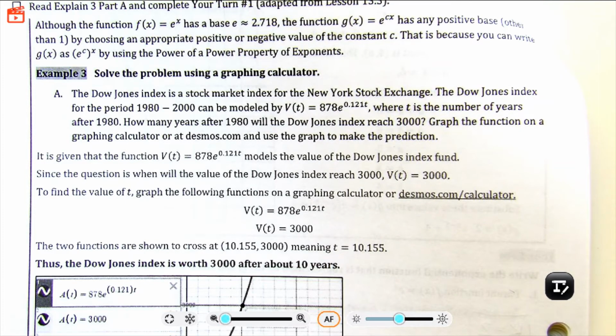So we're given our function, and then we're given a value that we want to find out how long it's going to take. So we're going to graph these two equations on Desmos. So let me switch to Desmos.